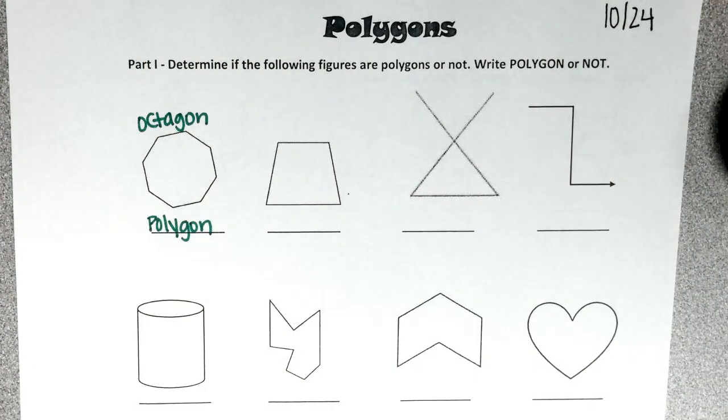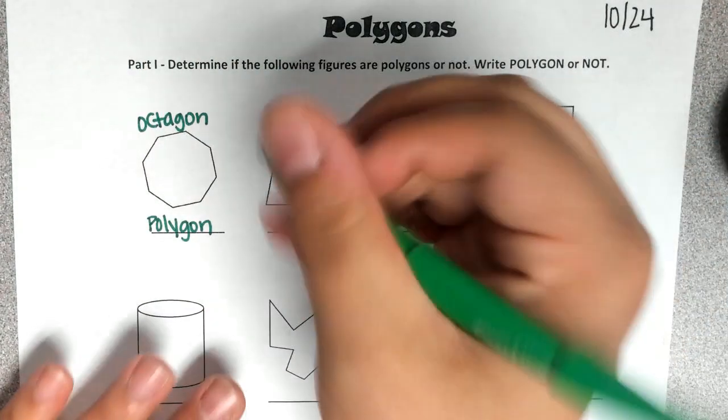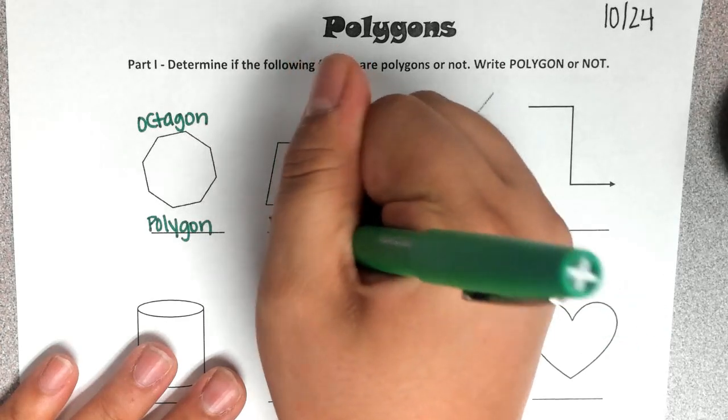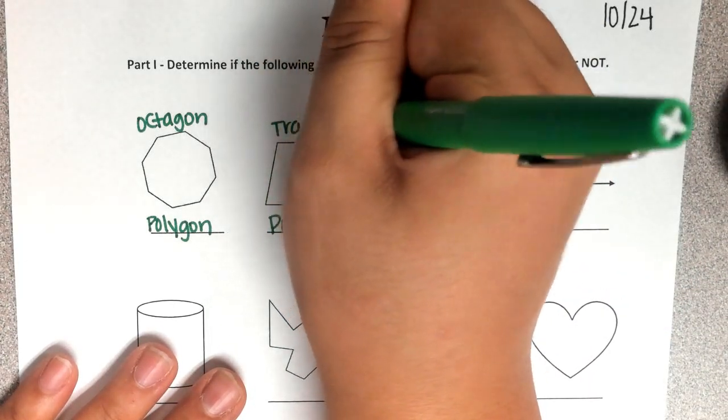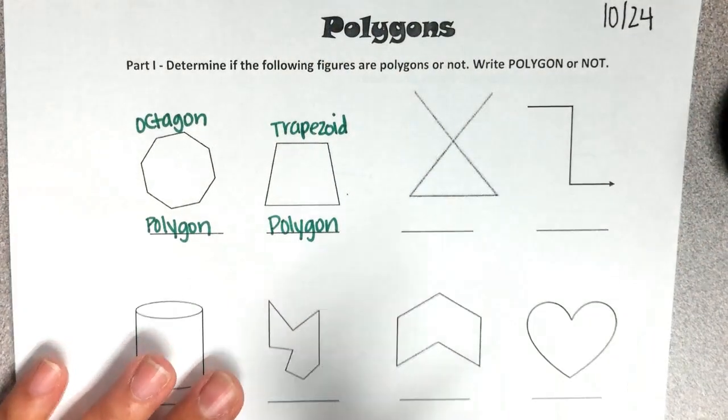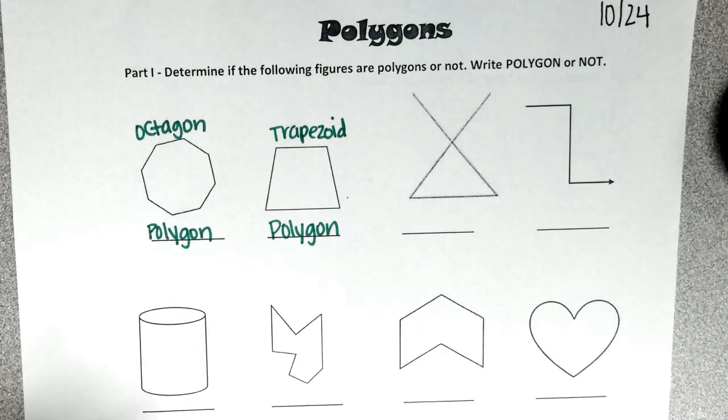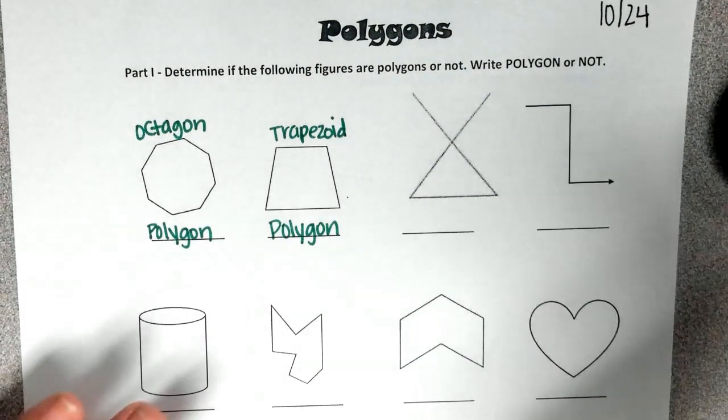What about the second one? What did y'all put? Yes, it's a polygon. It is a trapezoid. It has more than 3 sides, straight lines, closed. What about the third one?